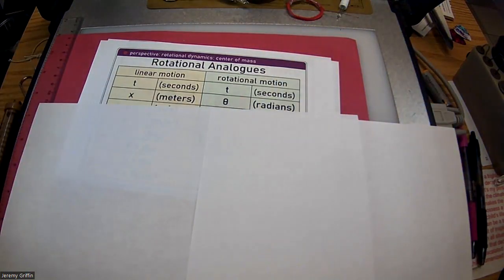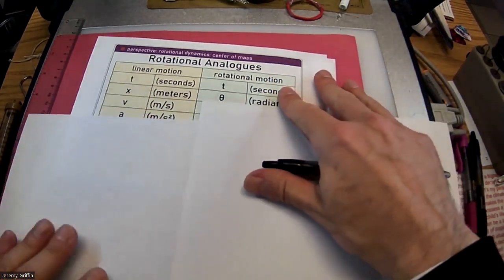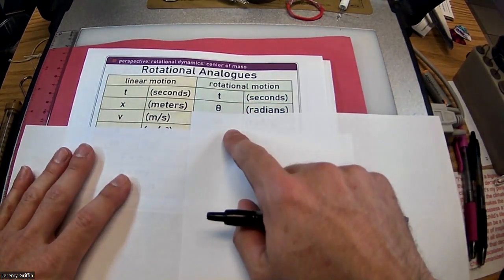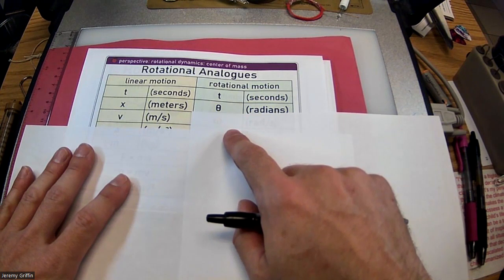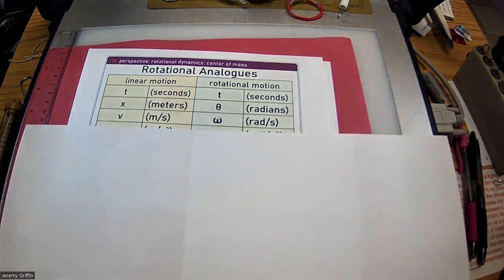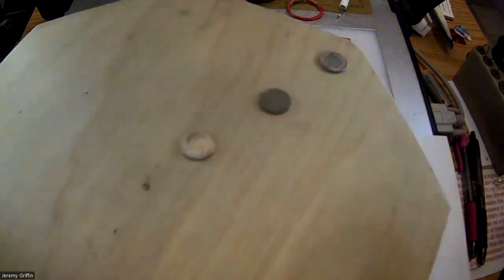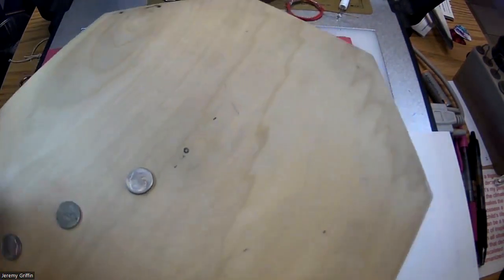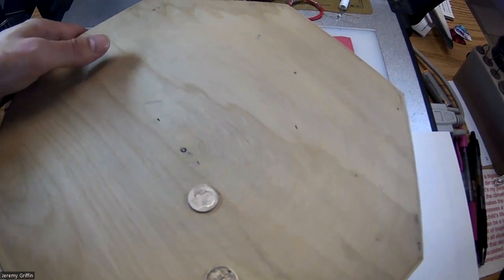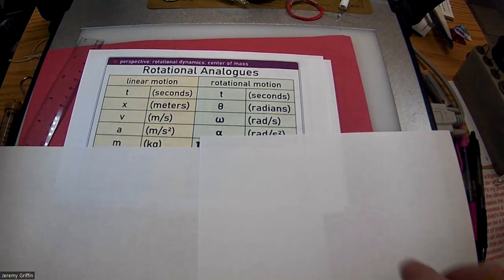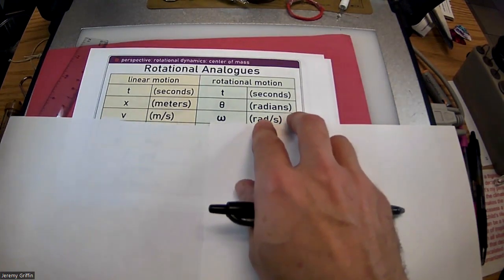Next one, we could do v, velocity, like meters per second. And what's the rotational equivalent to that? Angular velocity. What's the symbol for angular velocity? Omega. And the unit is radians per second. Boom, radians per second. So how fast is this turning? Not how far it has turned, but how fast it is rotating. Like for example, the Earth rotates one revolution every 24 hours. You could convert that to radians per second, just a unit conversion.